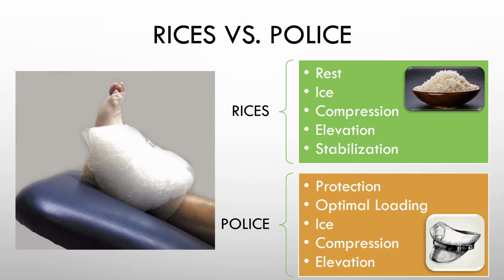For POLICE, we protect the injury from further damage. Splint, wrap, or immobilize the injured site. If it is a lower extremity injury, crutches should be supplied.